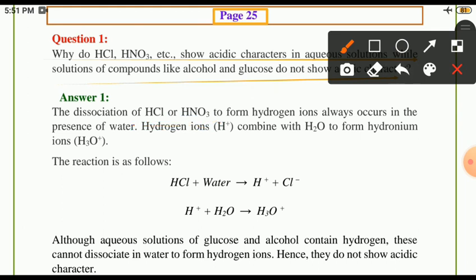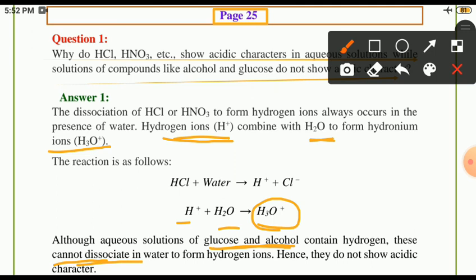So the main difference here is that whenever HCl and HNO3 are mixed with the water, they dissociate and produce H positive ions, and this H positive ion combines with water and produces H3O positive ion, hydronium ion. While whenever alcohol and glucose are mixed into the water, they cannot dissociate, and they will not produce the hydrogen ion.